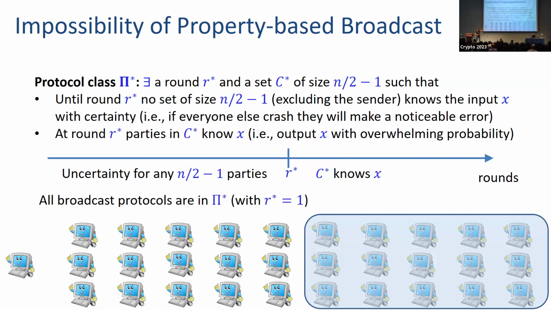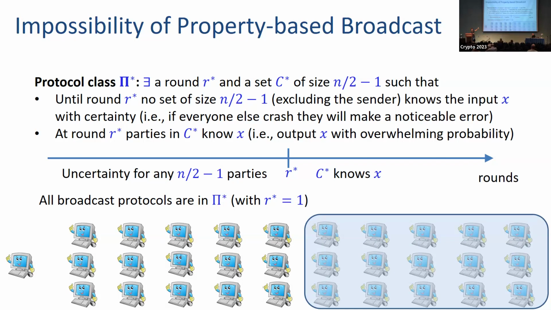Now, all of the existing protocols in the literature actually fall within this class, where R star is even the first round, right? Before the sender talks, no one knows anything. And in the first round, people know what the sender's bit is. We can also extend the class to other capture mode protocols, but I don't think it's that interesting.